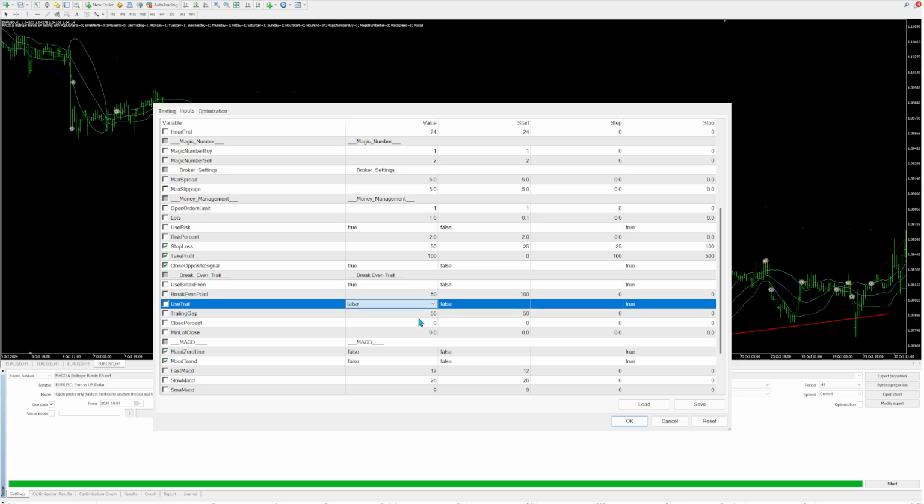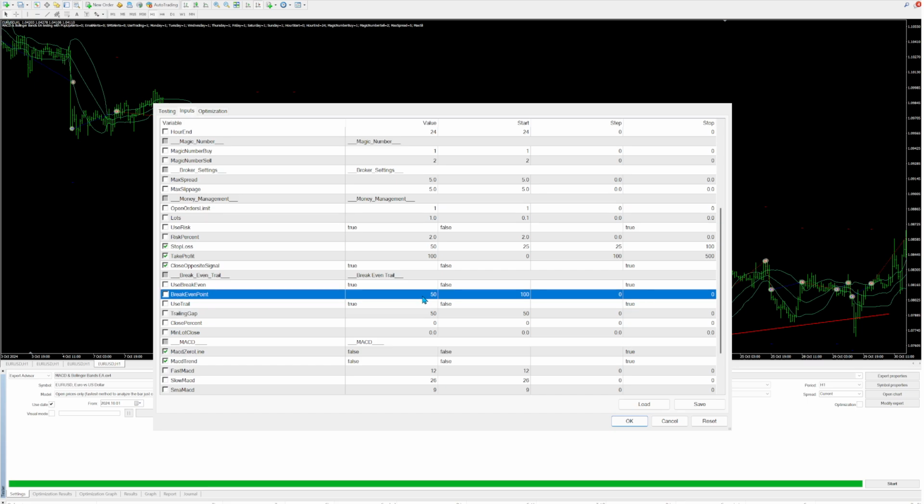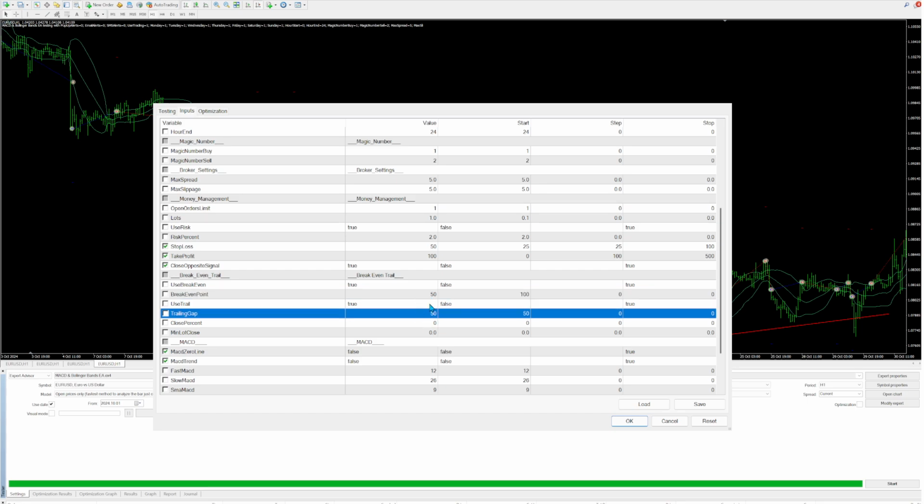Then you also have the trailing stop. If you set that to true, the EA will keep moving the trailing stop by this distance. So if set to 50, it will trail the price by 50 pips and move the stop loss each time the 50 pips or the trailing gap is reached.